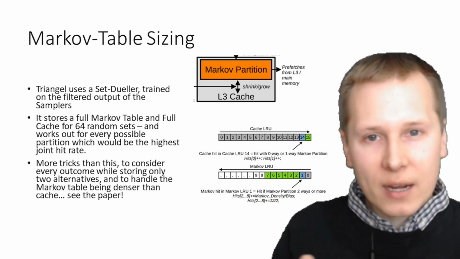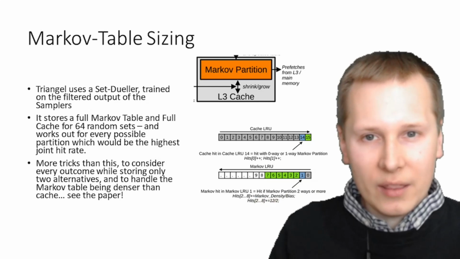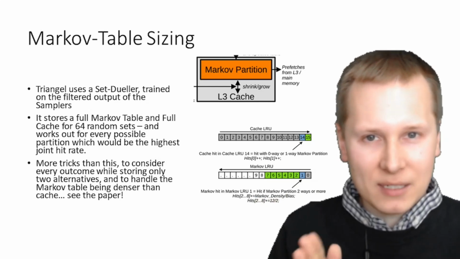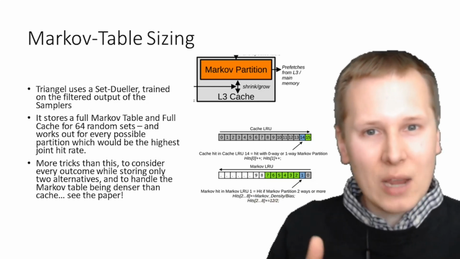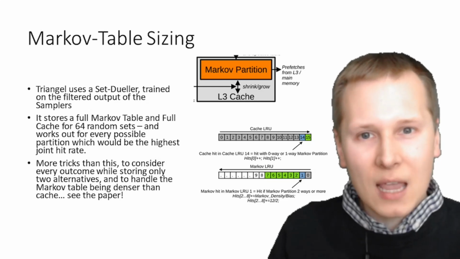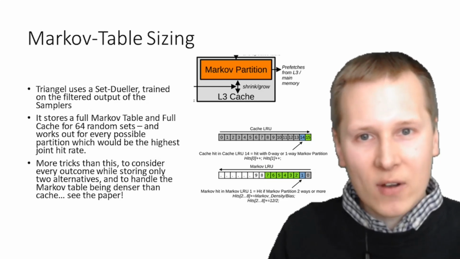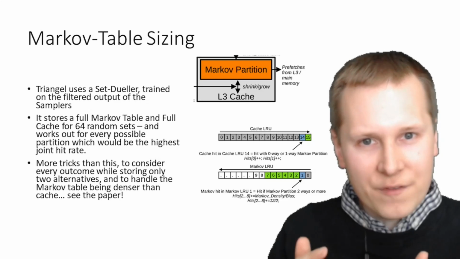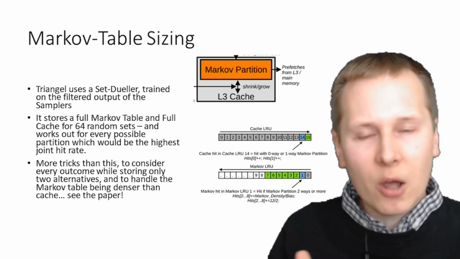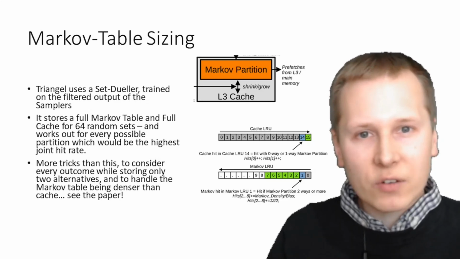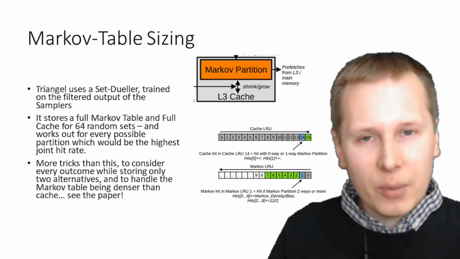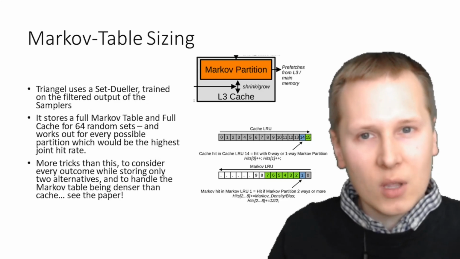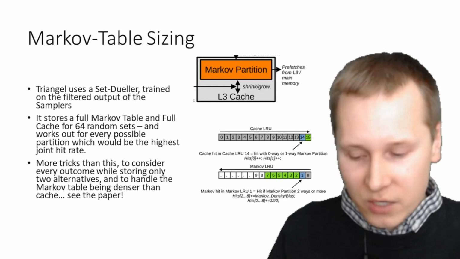There are lots of other tricks around this to make this all work. There are issues around the fact that the Markov table is a lot more dense than the cache, so you get more value out of the same amount of space, and the fact that you're only storing two possible options and inferring all of the other possible partition options from these. The details are in the paper. It's quite subtle, but it works very effectively to directly trade off the Markov partition for the L3 cache.